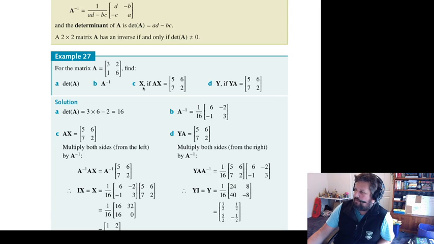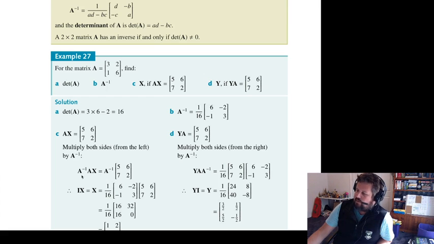Next, it says here, find x if Ax is equal to this one here. What needs to happen is we need to get rid of this A to find out what x is. So we're going to multiply the left-hand side of the equation by the inverse. The inverse of A multiplied by A just becomes the identity, so it basically gets rid of it. In this case, we multiply the left-hand side by the inverse of A, and you'll just be left with the x on the left-hand side.